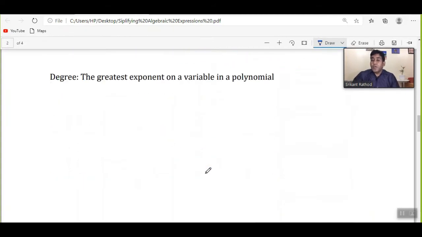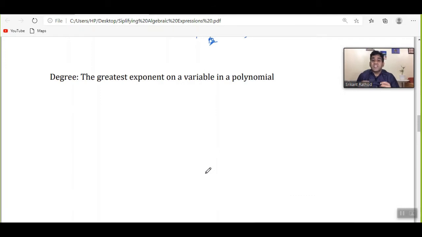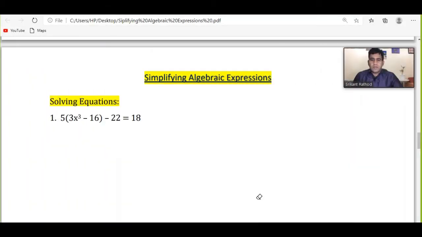A degree. What do you mean by a degree? The greatest exponent on a variable in a polynomial. So here 5x to the power 4 plus 3x to the power 2 plus 5. So this is a polynomial with the highest power as 4. So here the highest power in the expression is going to be 4. Then I can say this equation has a degree of 4, right? So this is what the definition of degree is.